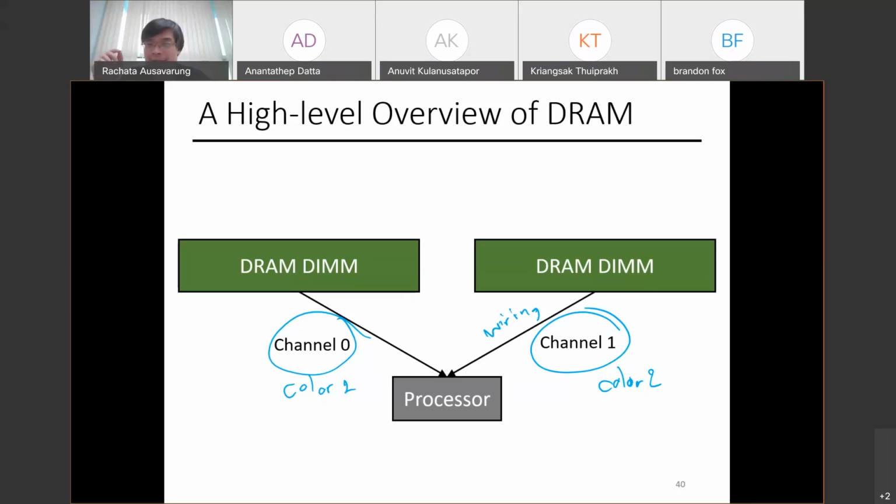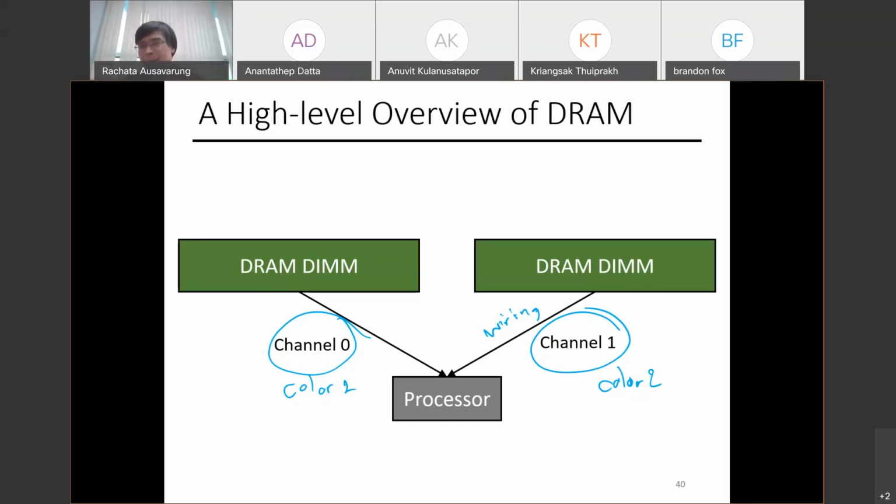This channel is the biggest unit of control that you have. Each one of them has a controller. Each one of them has its own command bus, data bus, and the bus that you can send the address into. So you can work these 2 channels in parallel, right? So if you buy 2 DRAM sticks and plug them by accident into the same color, you are basically squeezing all your requests through one channel.